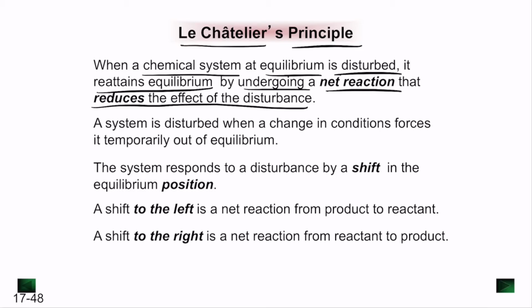Now remember this point here, that it generally undergoes a net reaction that reduces the effect of that disturbance, which means that the system tries to move back to equilibrium. So a system is disturbed when a change in conditions forces it temporarily out of equilibrium. Now the system responds to a disturbance by generally a shift in the equilibrium position. There can be two types. One of them is a shift to the left, which means that the net reaction will be towards the reactant from the product, and to the right represents the net reaction from the reactant to the product. So these are the two types of shift that generally occur.